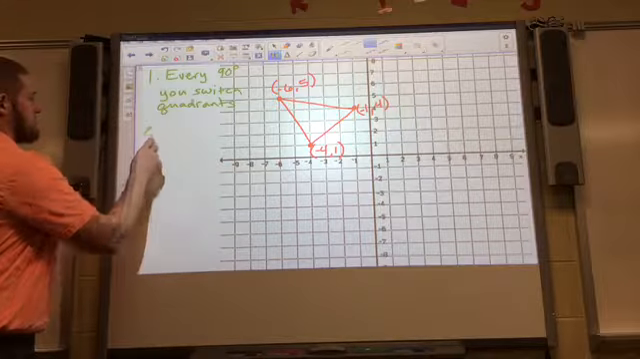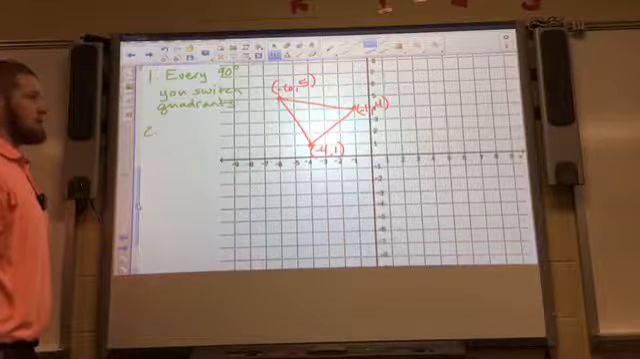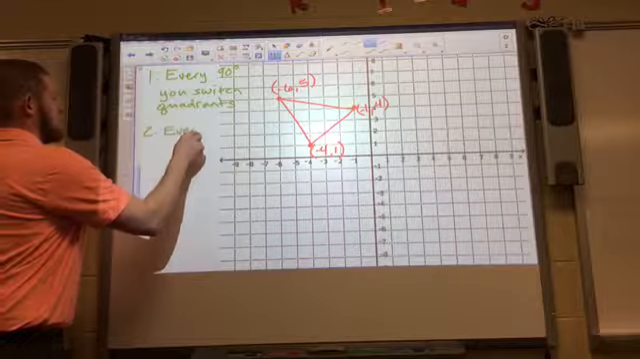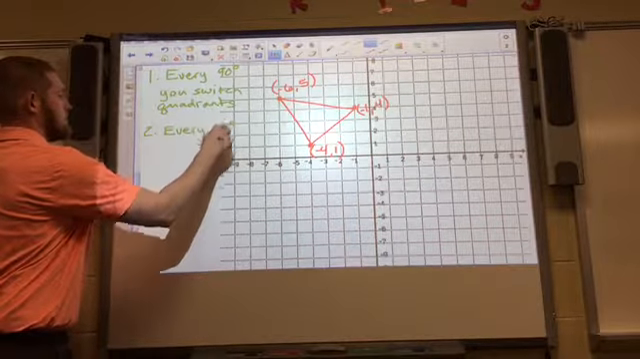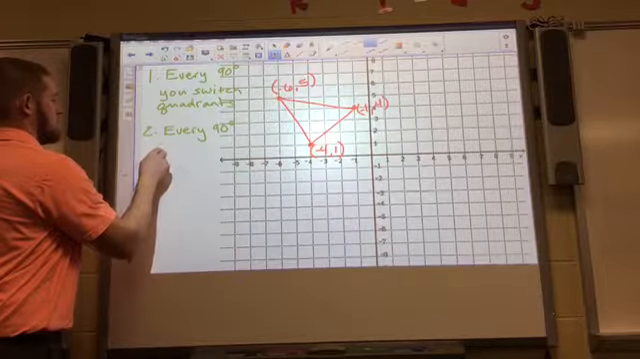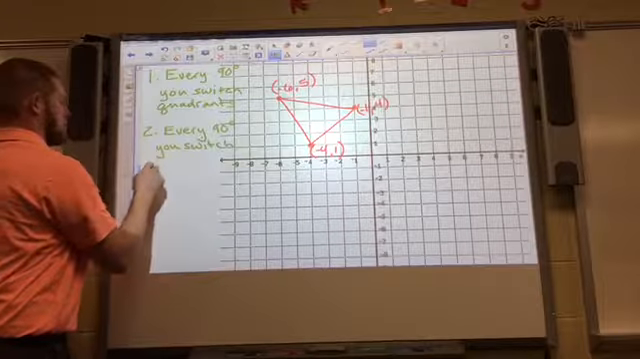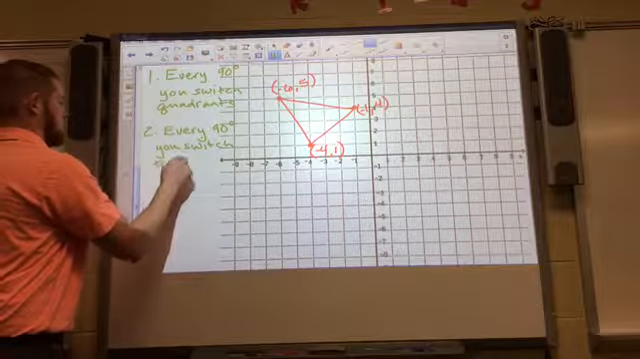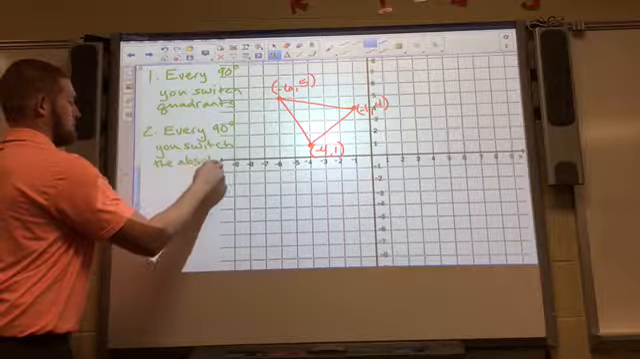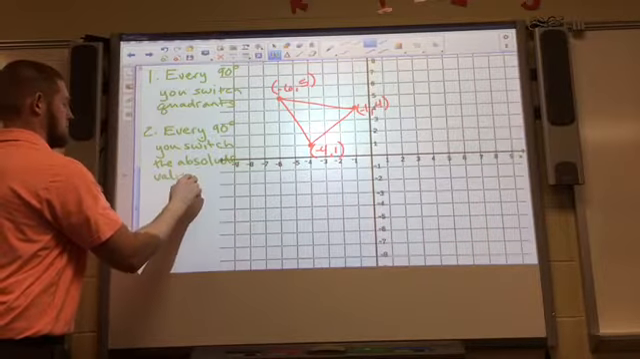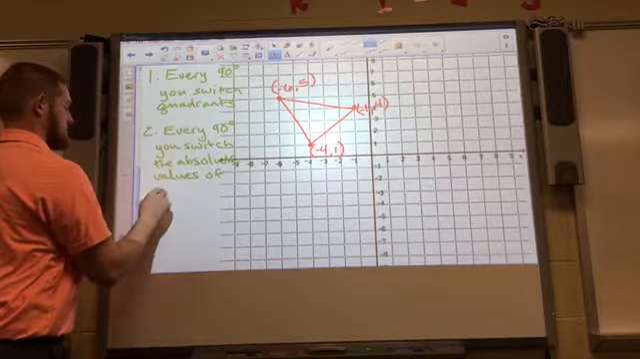Okay, rule number 2, and this one's a little bit more confusing. Every 90 degrees, you switch the absolute value or values of x and y.